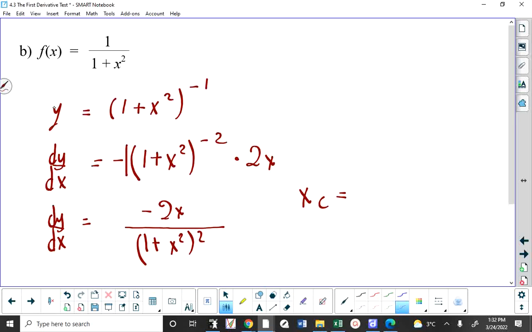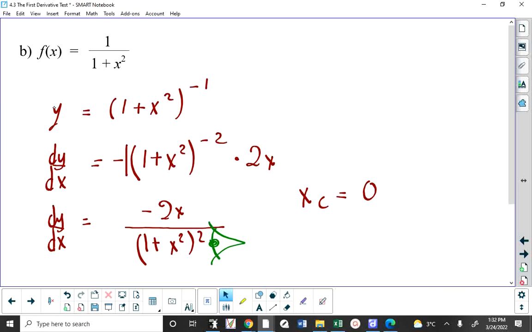Critical value of x of 0, because the numerator is negative 2x, x equals 0 will make the numerator 0, which will make the derivative 0. So we have a critical value of x of 0. That's found by eyeballing the top of the derivative.